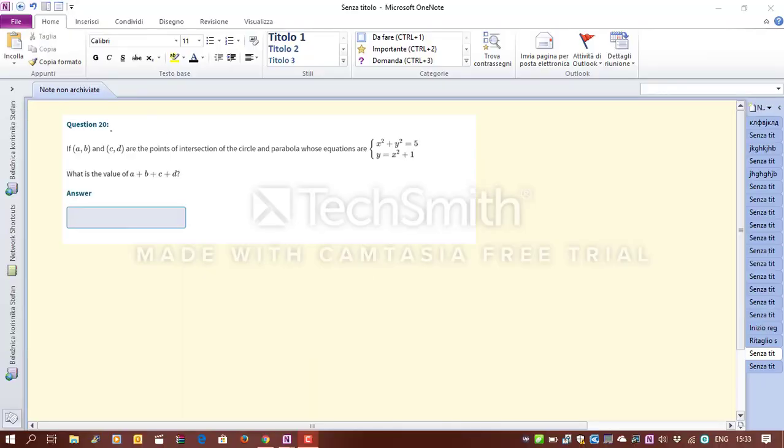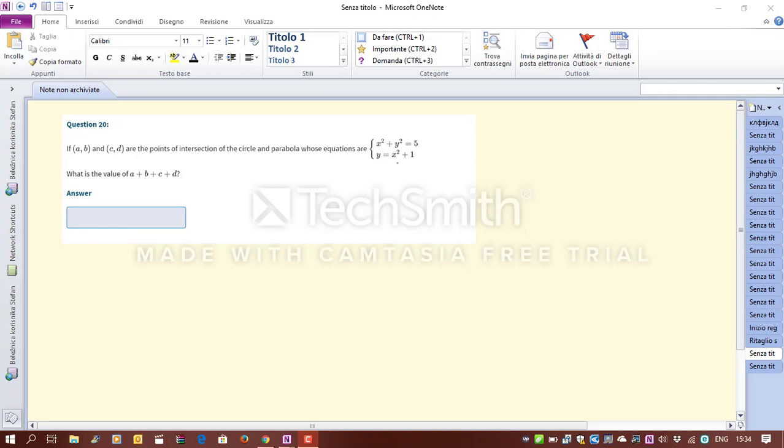Question 20. If A and B and C D are the points of intersection of the circle and parabola, whose equations are x squared plus y squared equals 5 and y equals x squared plus 1. What is the value of A plus B plus C plus D?